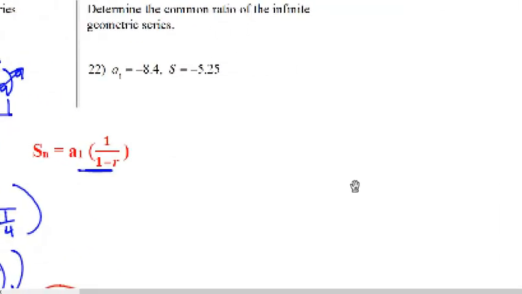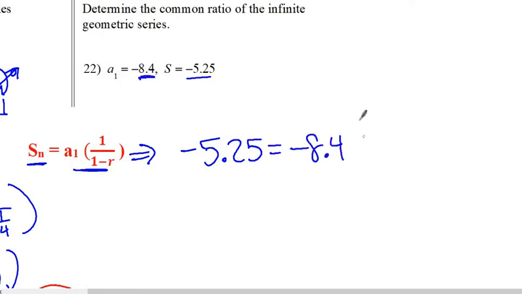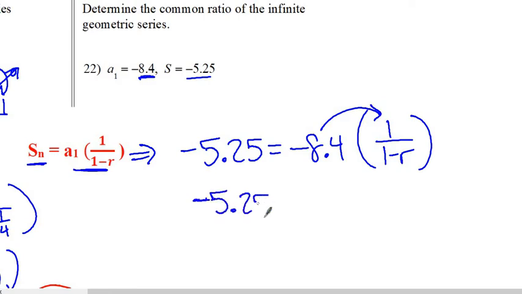22, we're going to use the same formula. This time they are giving us the sum, and we are asked to find the r value. So let's plug that in. The sum right here is negative 5.25, and our a sub 1 is this number right here, negative 8.4, and then we have 1 over 1 minus r. Let's multiply this right here. We'll get it to look like a proportion when we do that. So we'll have negative 8.4 over 1 minus r, and this as a fraction, if you wanted to write it as a fraction, would be over 1.